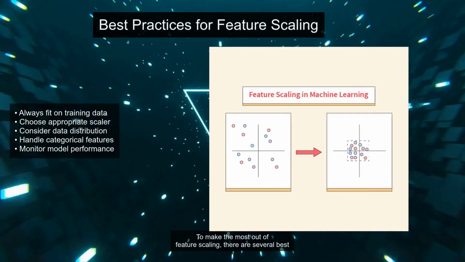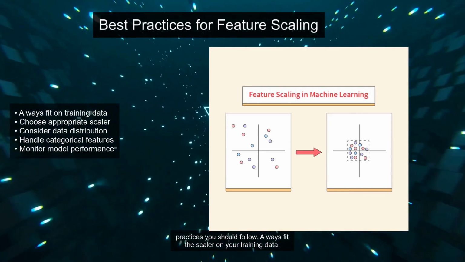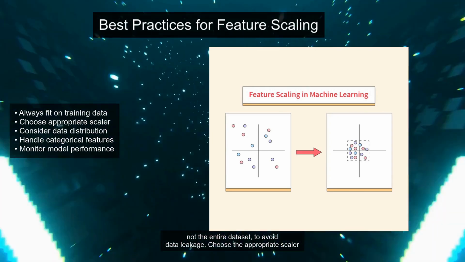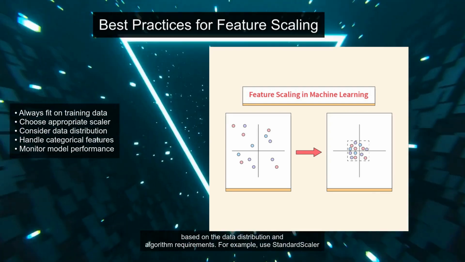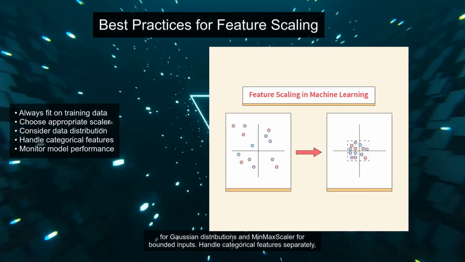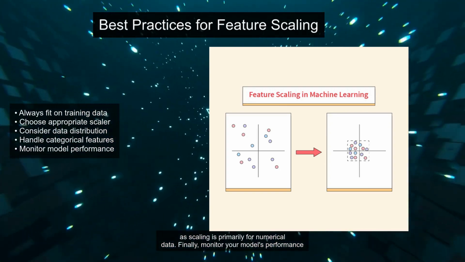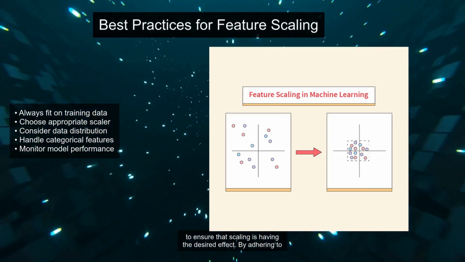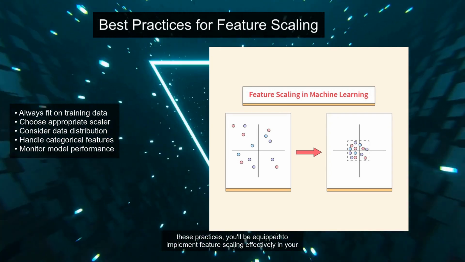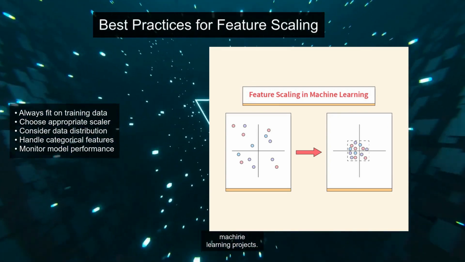To make the most out of feature scaling, there are several best practices you should follow. Always fit the scaler on your training data, not the entire dataset, to avoid data leakage. Choose the appropriate scaler based on the data distribution and algorithm requirements. For example, use StandardScaler for Gaussian distributions and min-max scaler for bounded inputs. Handle categorical features separately, as scaling is primarily for numerical data. Finally, monitor your model's performance to ensure that scaling is having the desired effect. By adhering to these practices, you'll be equipped to implement feature scaling effectively in your machine learning projects.